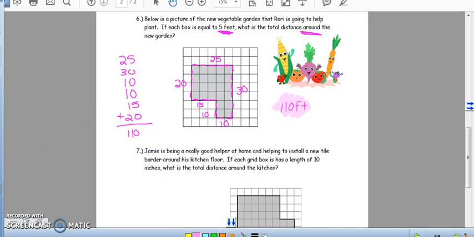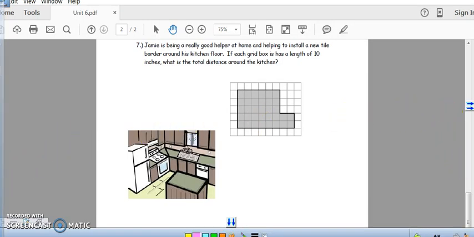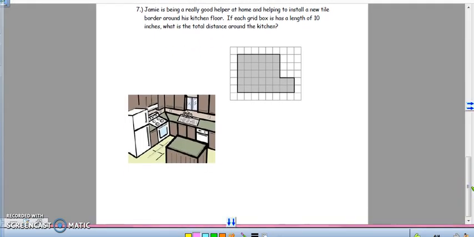Okay, number 7. Jamie is being a really good helper at home and helping to install a new tile border around his kitchen floor. If each grid box has a length of 10, what is the total distance around the kitchen? So now each of these lines is 10. So 10, 20, 30, 40, 50, 60. 10, 20, 30. 10, 20. 10, 20. 10, 20, 30, 40, 50, 60, 70, 80. 10, 20, 30, 40, 50.